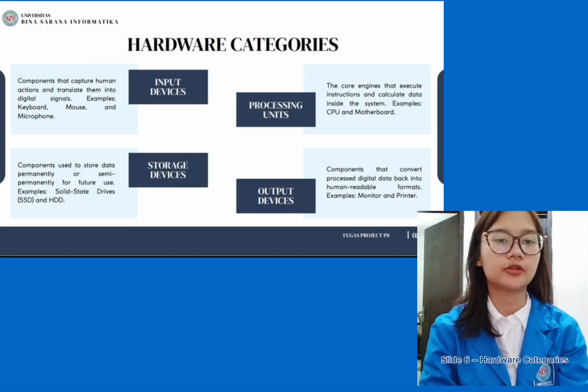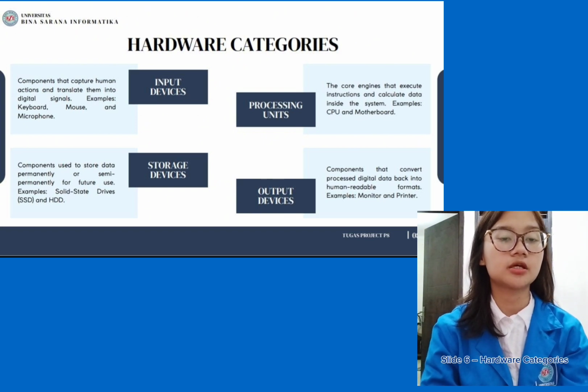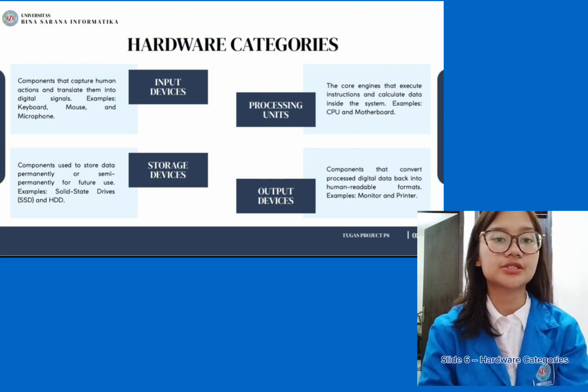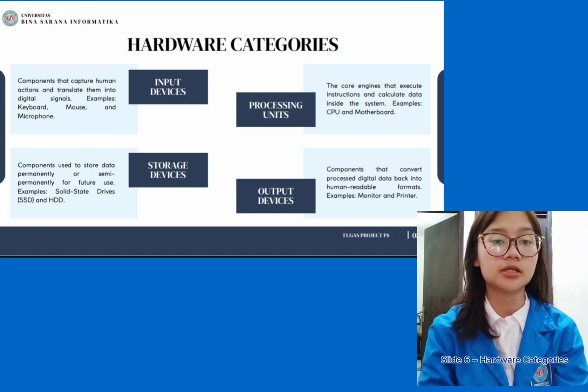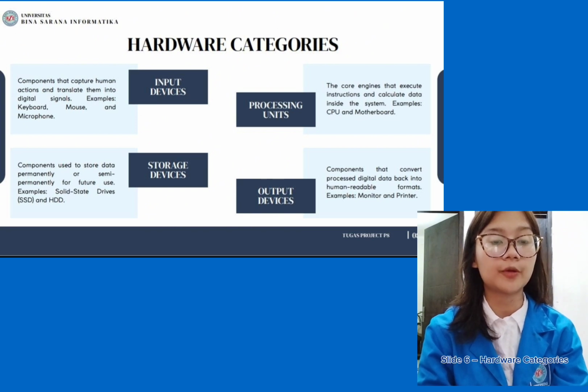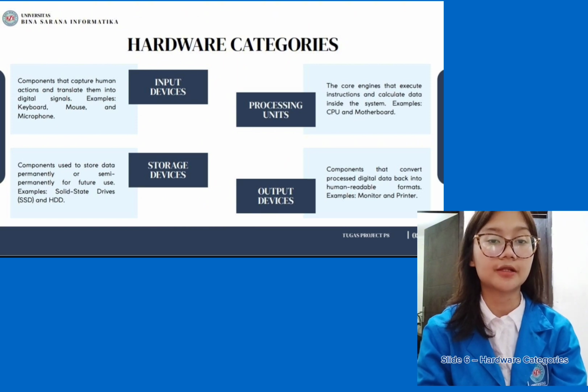Hardware can be divided into four main categories. The first is input devices, which receive data from the user. The second is processing units, including the CPU and motherboard, which process instructions and control the system. The third is storage devices such as SSDs and HDDs, which save data temporarily or permanently. The last category is output devices, which present information to the user through monitors, printers, and other display devices.